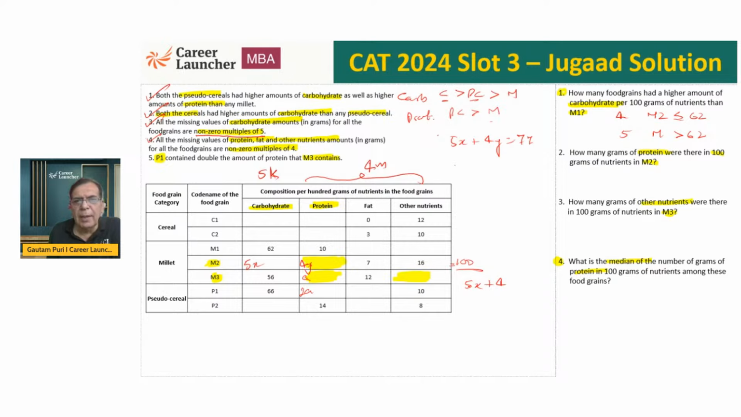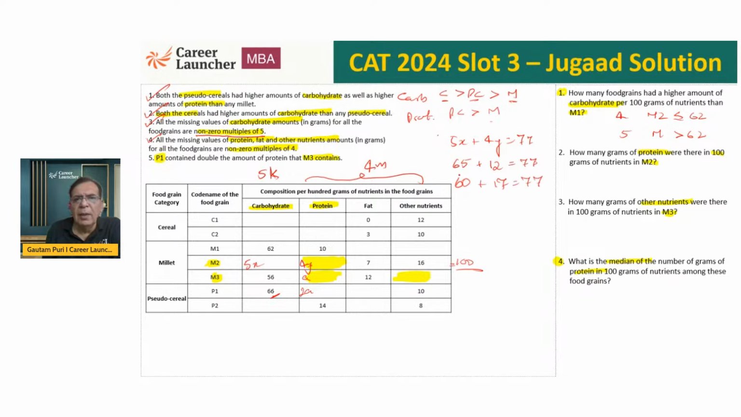Now, please tell me, can 5x be more than 66? No. It has to be, because millets have lesser amount of carbohydrate than pseudo cereals. So that means 5x should be less than or equal to 66. So what is the maximum possible value of 5x? 65. So if this is 65, 4y should be 12, right? If this is 65, 4y has to be 12 because the summation has to be 77. Okay. Can this be 60? This will mean 17.